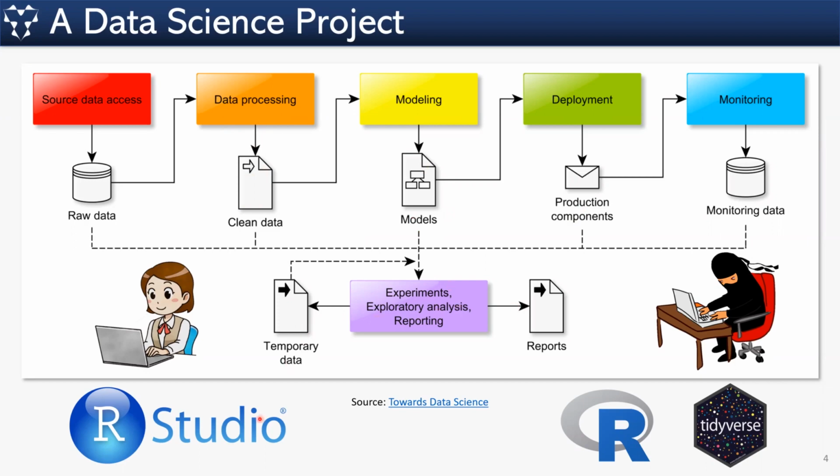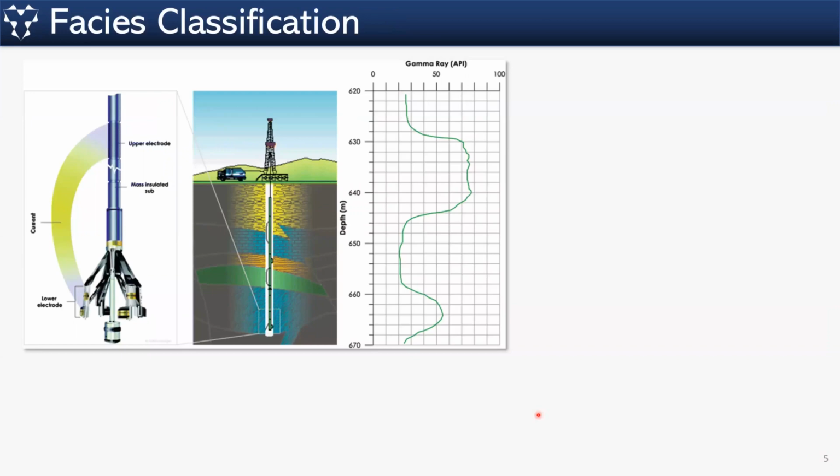And for this project, you're going to be using R in RStudio, and it's very useful for you to know the library Tidyverse for all the data processing, to access the data, and also for data processing. This is a very powerful package in R where you can do a lot of stuff. So for the project that we're going to be talking about today, that's the facies classification.